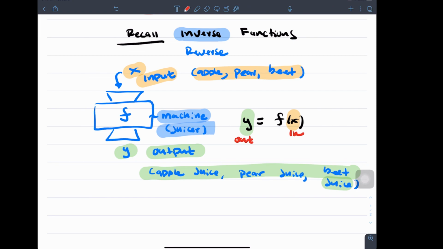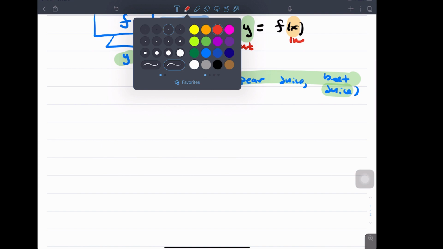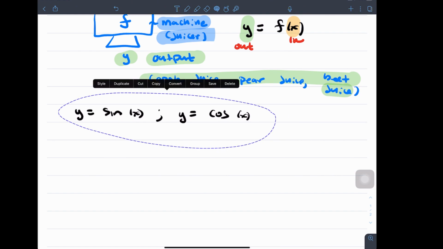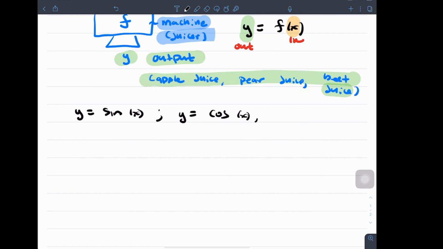Easy breezy lemon squeezy. Okay, you guys know what I'm saying. So that's just a regular function. And so we actually studied y is sine x, y is cosine x. Okay? We've been working with these functions. In fact, there's 6. Y is tangent x, and so on.